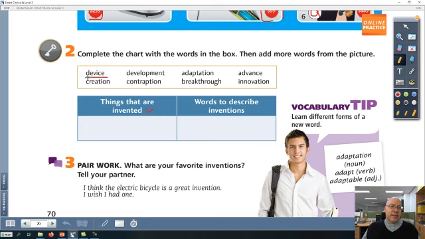Well, devices are invented. Contraptions are invented. A creation is invented as well. Okay, those things are all invented. You invent a device, you invent a creation, you invent a contraption. Everything else basically is words to describe an invention. So development, okay, it's not necessarily a thing that is invented, but how you describe an invention. An adaptation is making another invention or item better.